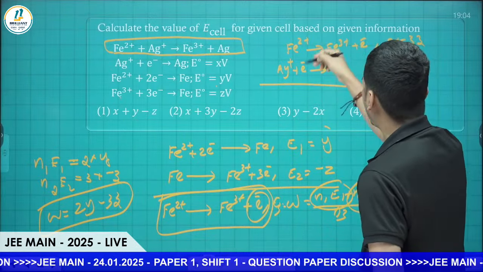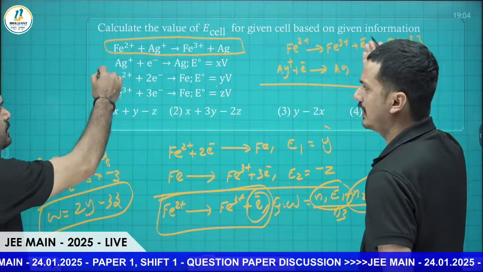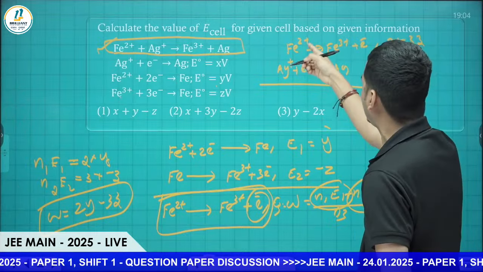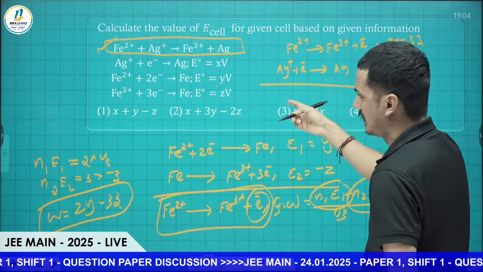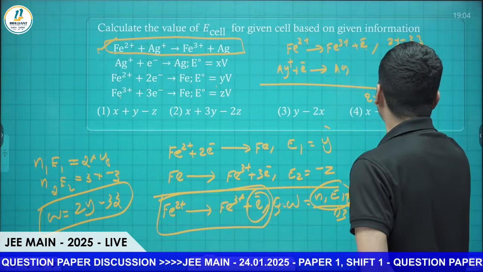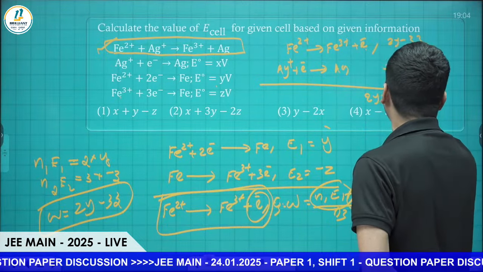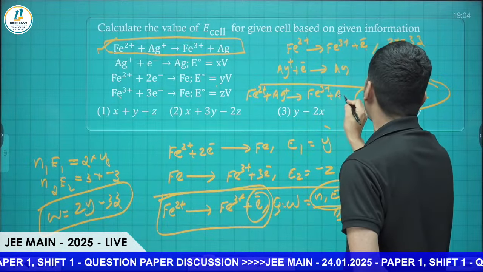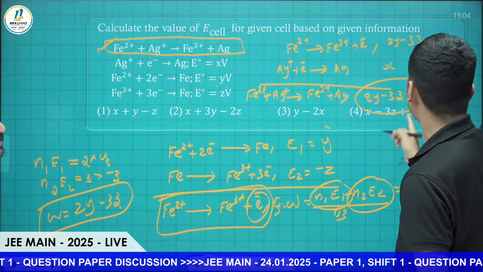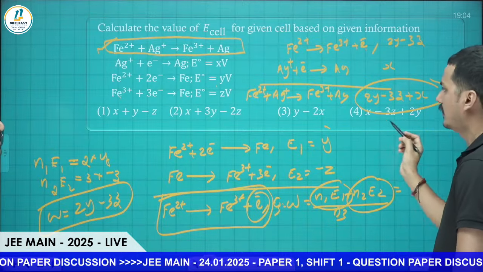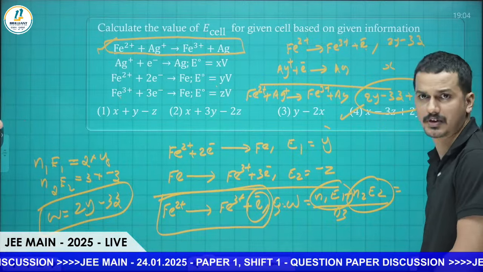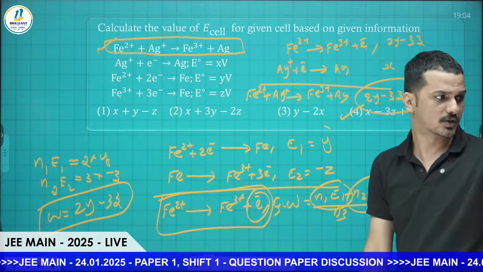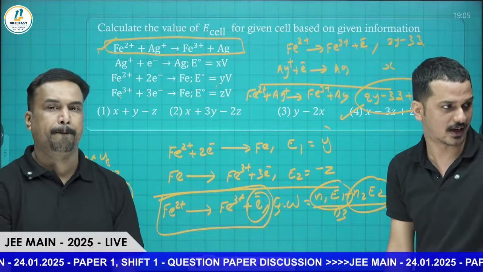Now again, while I am adding, you will get N1 E1 plus N2 E2 equal to the target equation. So at that time here electrons are 1, 1, 1, 1. So I can add, meaning 2Y minus 3Z plus X will come. That will be the required equation: Fe2 plus Ag plus gives Fe3 plus Ag. So 2Y minus 3Z plus X, option 4 will come. Option 4 is the correct answer. Yes or no? Yes, sir.